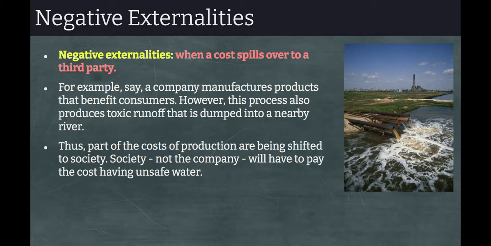So as an example, suppose that a company manufactures products that benefit consumers. So if the market were functioning correctly, all the costs and all the benefits would be borne by that company and by those consumers. However, suppose that this company pollutes and produces toxic runoff that's dumped into a nearby river. Thus, part of the costs of production are being shifted to society as a whole. So society, not the company, will have to pay the cost of having unsafe water. So people might drink that water, they might get sick, they might develop long-term health consequences. So they're bearing the costs, not the company.